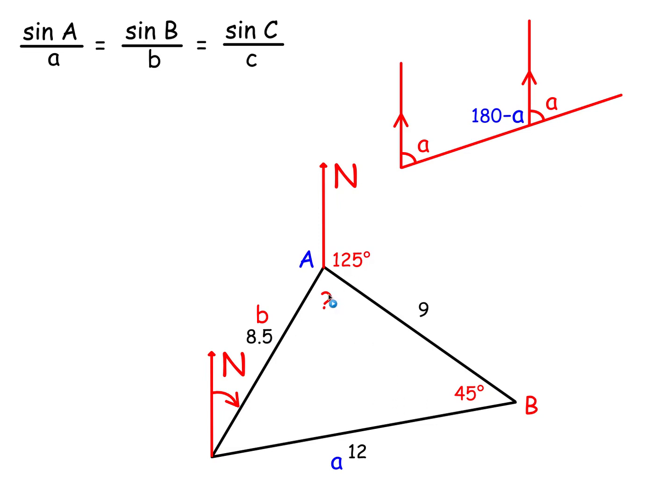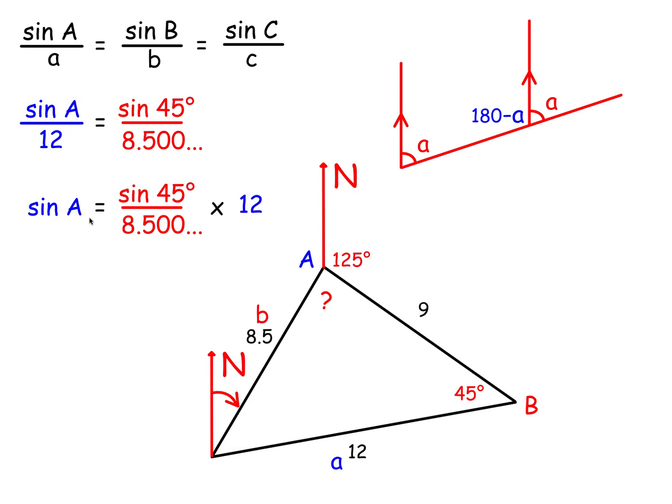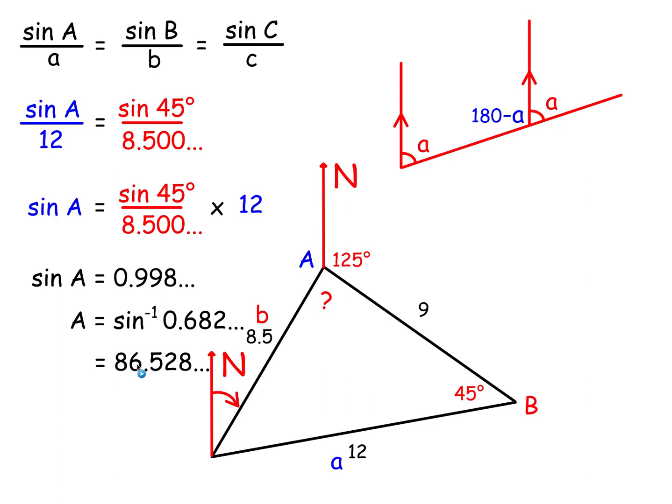Slot that into the calculation, sine A over 12, equals sine 45 over the unrounded previous answer. This is division by 12, multiply both sides by 12. Or if you like, division by 12 becomes multiply by 12. Put that in the calculator. We'll get two answers to this. Calculator will give an acute angle, but it could be the obtuse angle. Because this angle is obviously acute, just take the first answer. So it's 86.5. That's 86.5 degrees in here.